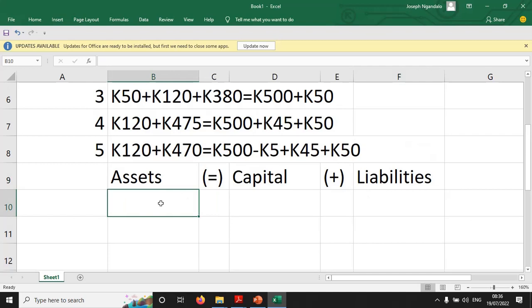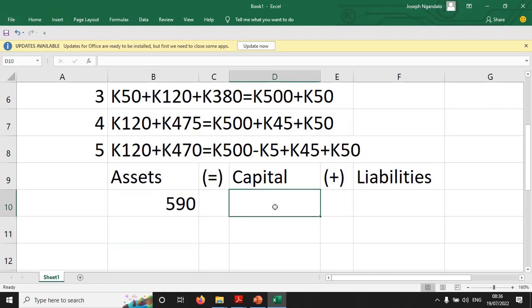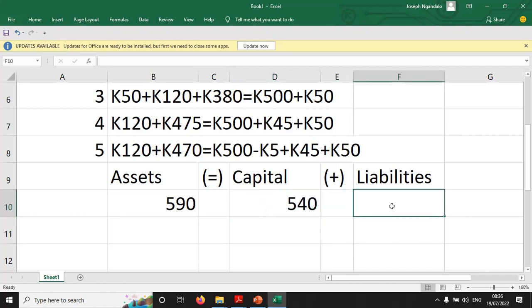How much is your total value of assets? You're going to say 120 plus what? 470. How much do you have? 590, right? How much is your new value of capital? In this case, capital will be equal to 500 minus 5 plus the profit that you made. How much is the figure? 540. And how much is your liability? 50.